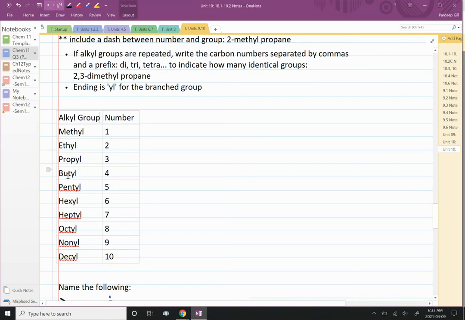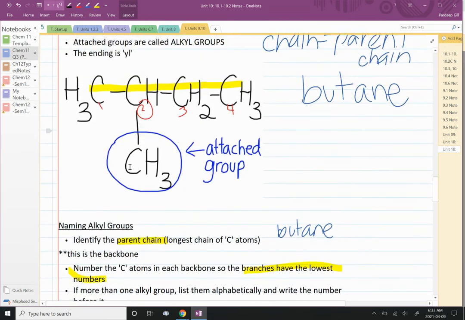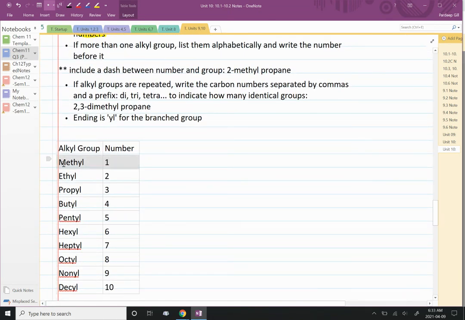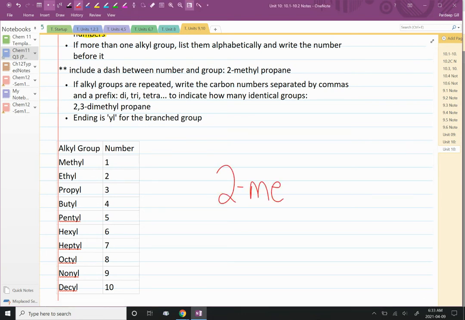Okay, so this is the branch with a number of carbons. So methyl, ethyl, propyl, butyl, pentyl, hexyl, heptyl, octyl, nonyl, and decyl. And it goes from 1 to 10. So what we're going to do is take a look at how many carbons are in this branch. So there's only 1 carbon in the branch. So we're going to say our branch is going to be called methyl. So, and it's coming off of carbon 2. So it's 2-methyl, and then the parent chain was butane.